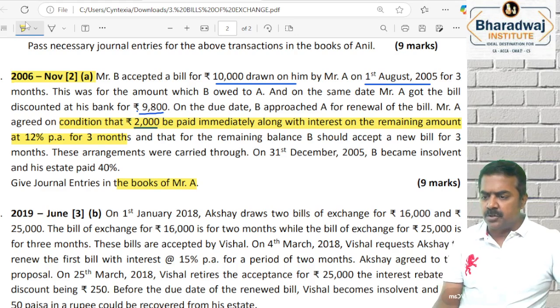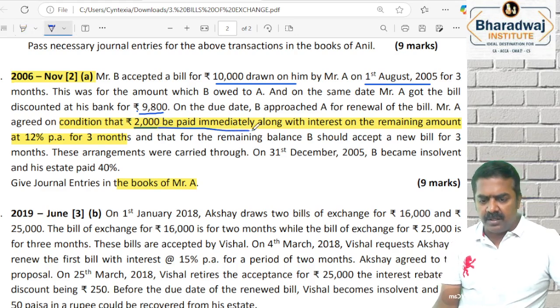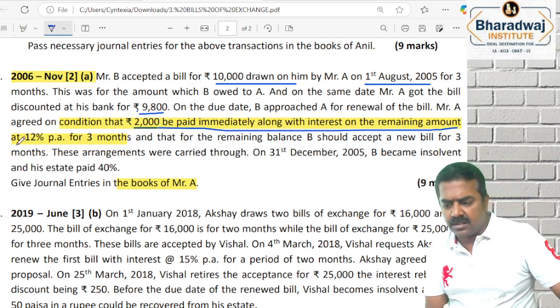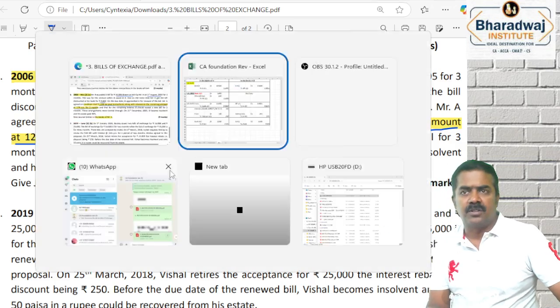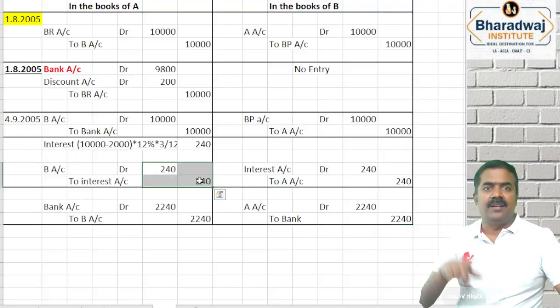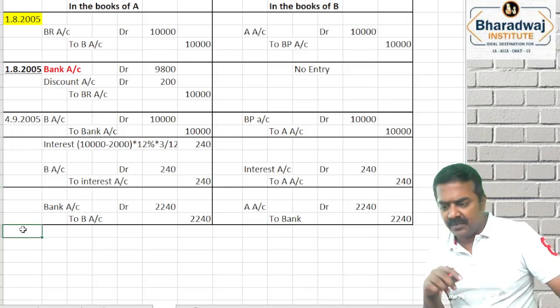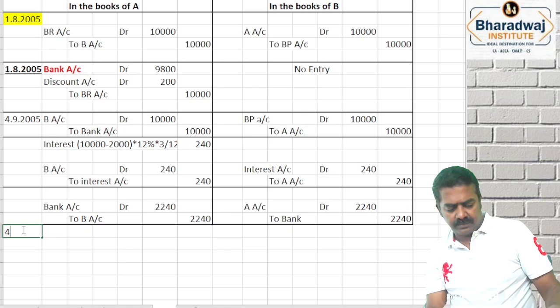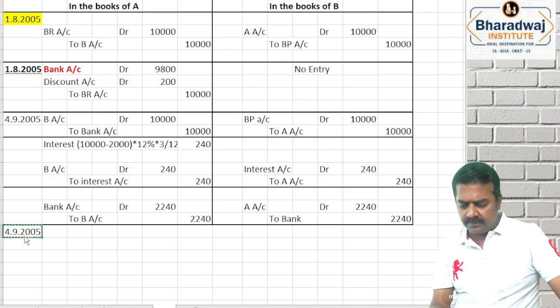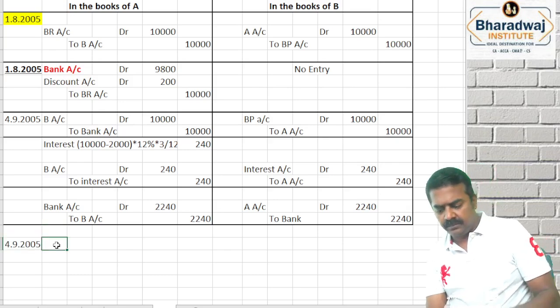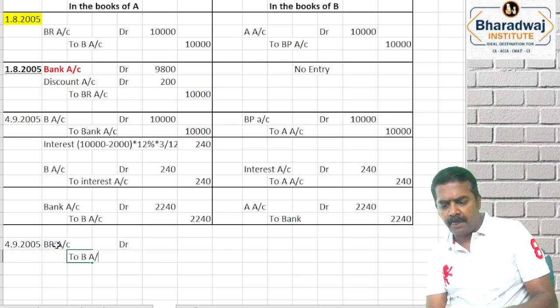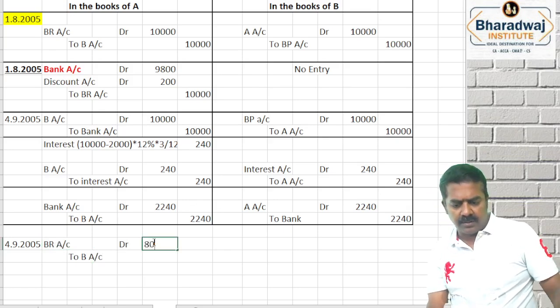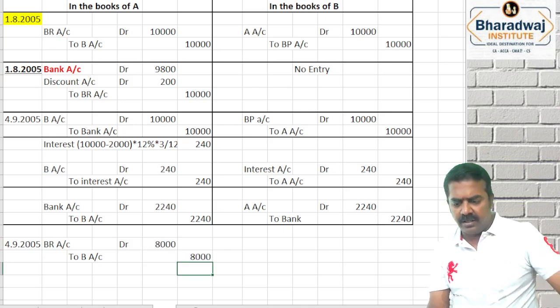Look at this, the words are used clearly. 2,000 has to be paid immediately along with which one? Interest on the remaining amount for 3 months. So interest is not included in the new bill. Interest is collected along with the 2,000. Then draw the new bill. What is the entry for drawing the new bill? Bills receivable account debit to which account? B account 8,000, not 8,240. Now we have collected, so we passed the entry for 8,000.